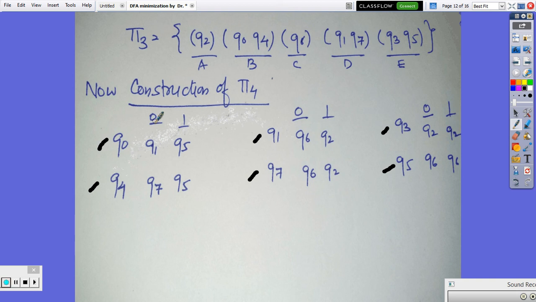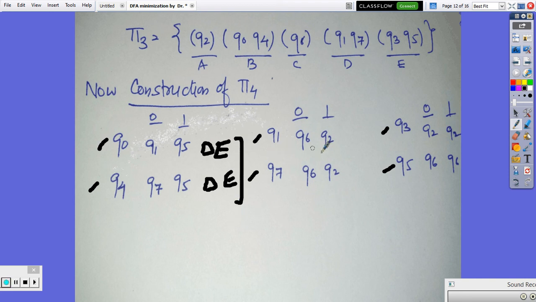This is Q0, Q4, Q1, Q7, Q3, Q5, and we find the transition. So here we find the transition Q1, Q5, Q7, Q5. Now Q1, Q5 means Q1 is here D, and Q5 is here E, D, E. And Q7 is D, and Q5 is E. That means this set cannot be further split.